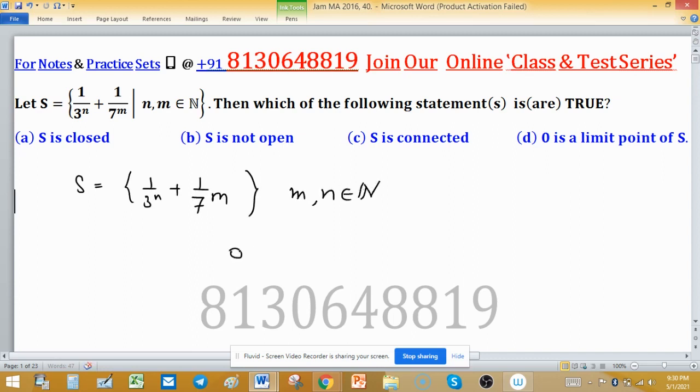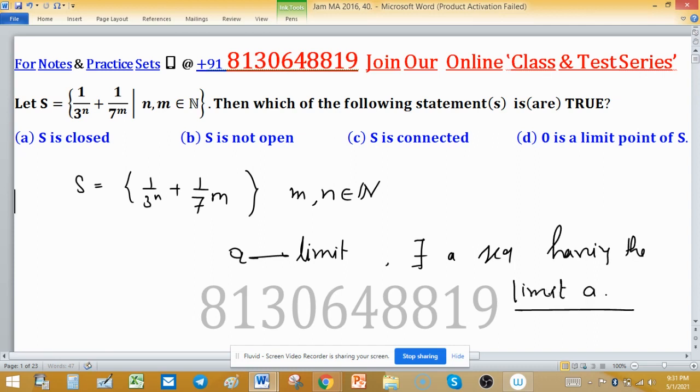So a point, suppose this is point A, is said to be a limit point if there exists a sequence having the limit as point A. So if 0 is the limit point of this set, then there exists a sequence, suppose I call it xn, such that the limit of xn is 0.